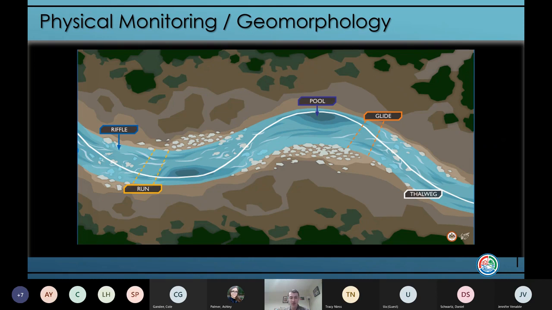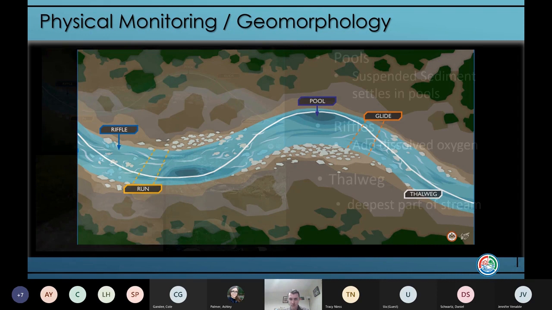So this is just a little picture showing some of the basic pattern of a stream: riffle, pool, riffle, pool, riffle, pool, over and over and over again. That is a natural stream. We like riffles and we like pools. You don't really need to worry about a run or a glide. And then the thalweg is just a term to denote the deepest part of a stream. So that will usually go through the middle of a riffle and then to an outside bend, where pools are usually located.